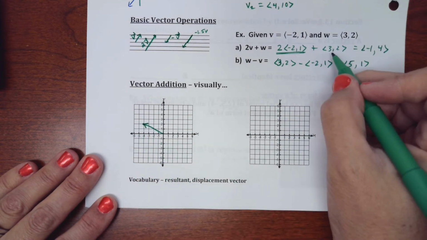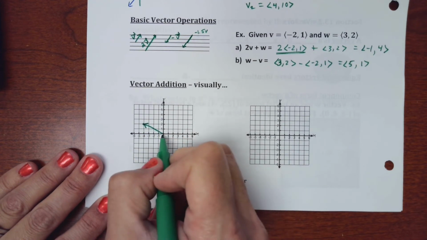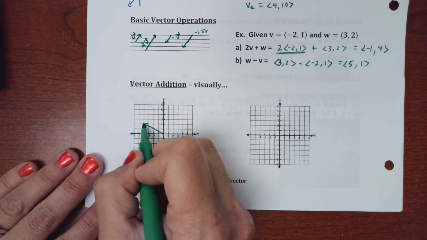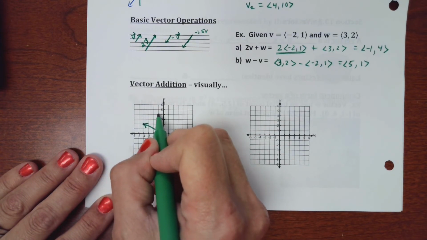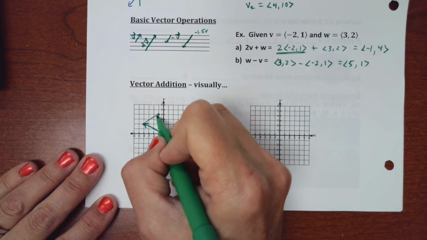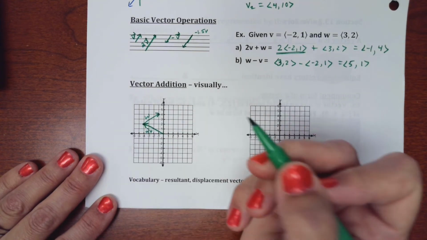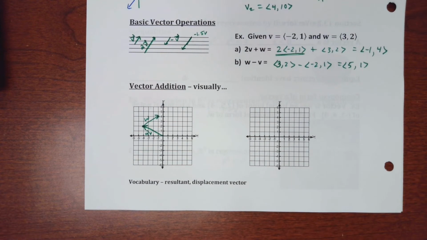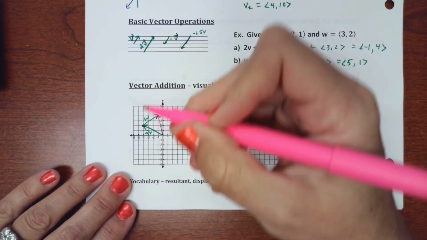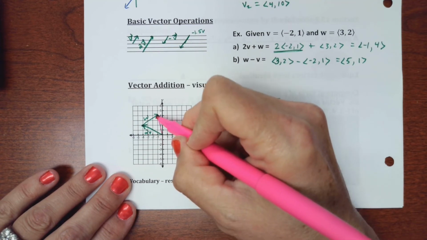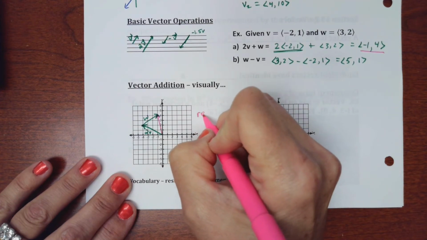So then I have to do 3, 2 on the end of this. So from here, because I went this direction and now I want to add 3, 2 to it, I go right 3 and up 2. So there. So this was 2v, this was w, and so the resultant is what it's called. So if I connect my start to my end, look, it's negative 1, 4, just like we said over here. Okay, and that's called the resultant.